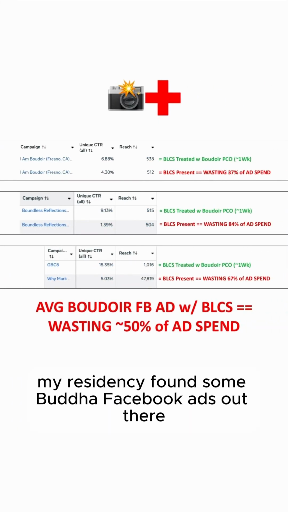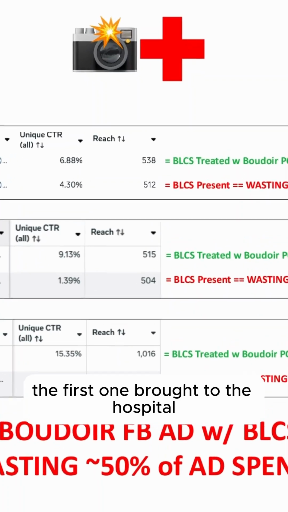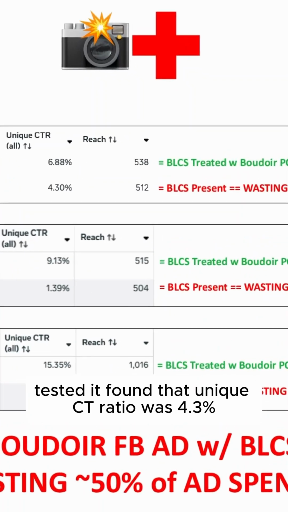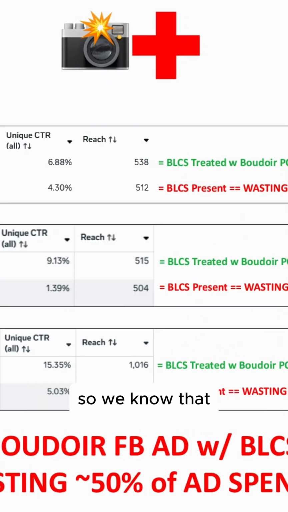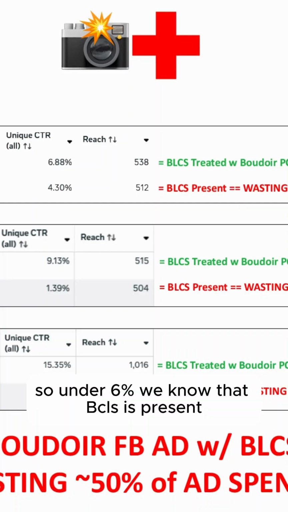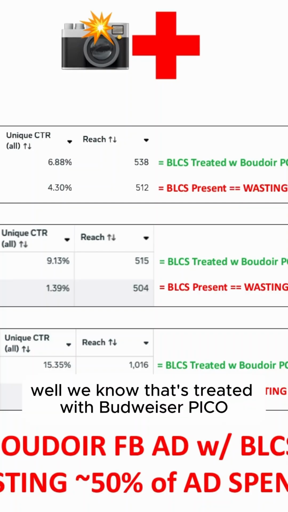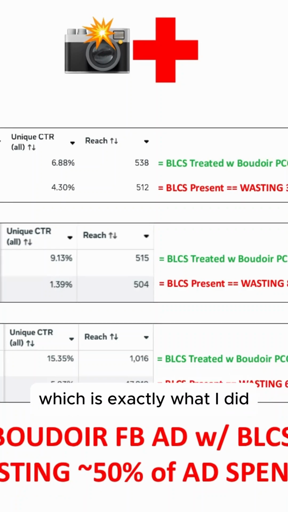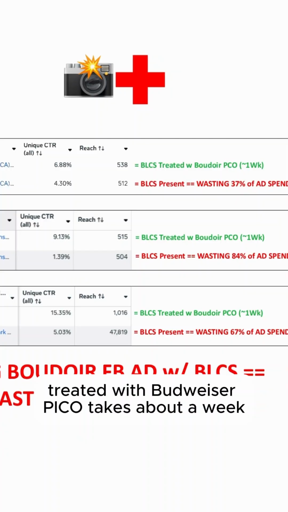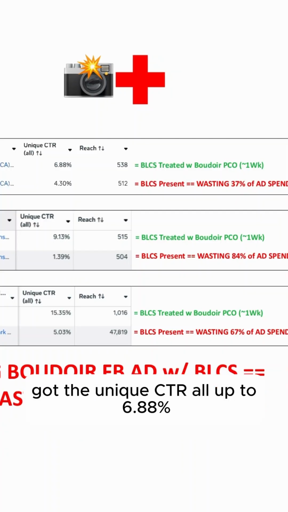So in my residency, I found some Boudoir Facebook ads out there. First part of my residency, I found the first one, brought it to the hospital, tested it, and found its unique CTR all was 4.3%. So under 6%, we know that BLCS is present, Boudoir low click syndrome. Well, we know that's treated with Boudoir Pico, which is exactly what I did. Treated with Boudoir Pico, takes about a week. I got the unique CTR all up to 6.88%.